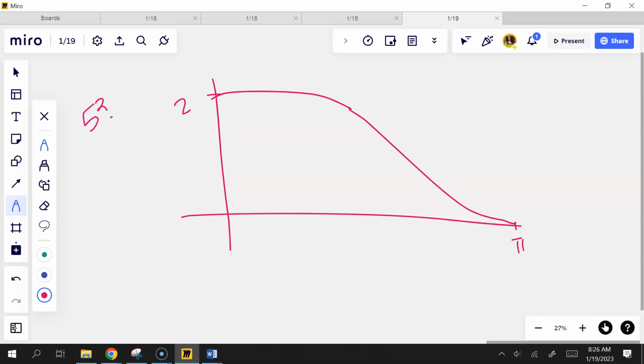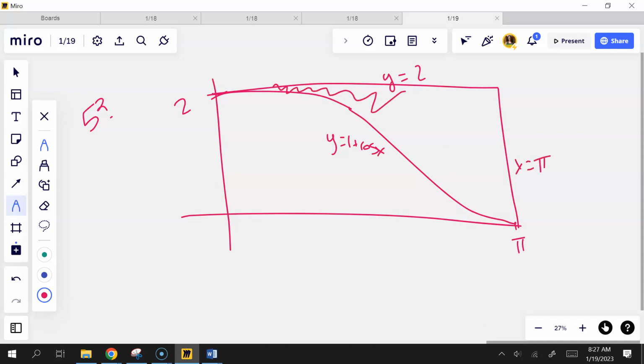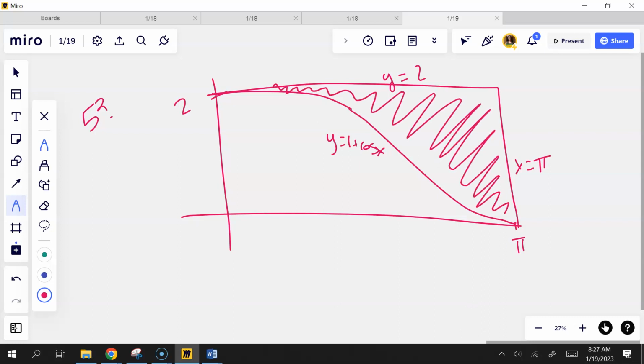This is pi. And this is y equals 1 plus cosine x. This is y equals 2. This is x equals pi. And the shaded region is here. How would you find that?